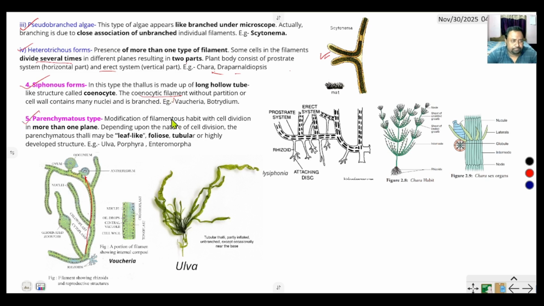Parenchymatous type. A modification of the filamentous habit with cell division in more than one plane. Here, cell division occurs in more than one plane. Depending upon the nature of cell division, the parenchymatous thallus may be leaf-like, foliose, tubular, or highly developed. This leaf-like structure is found in Ulva and Enteromorpha, which are parenchymatous types.